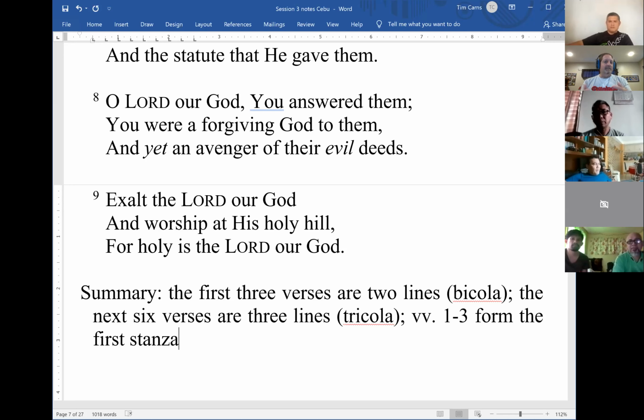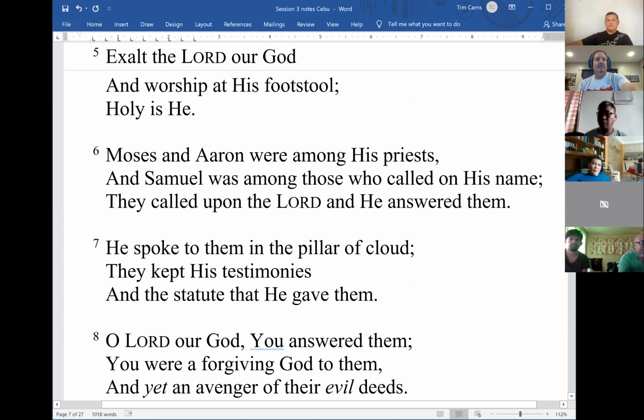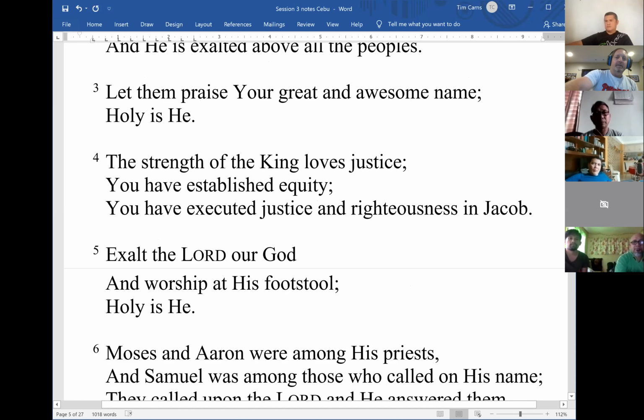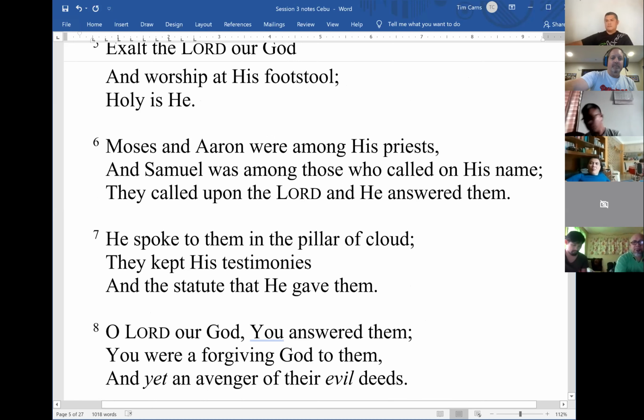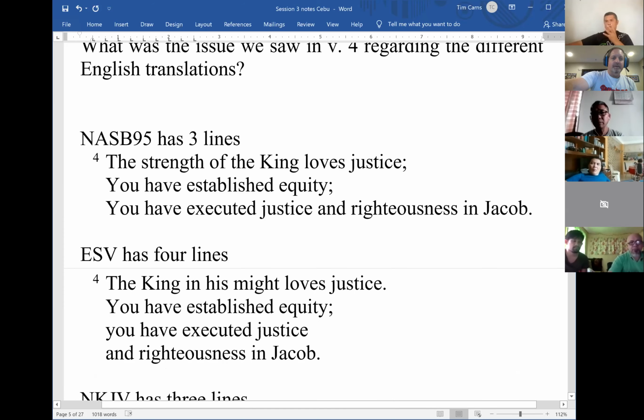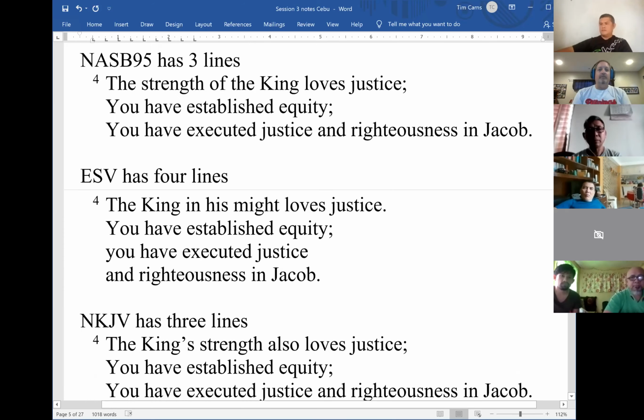Now, last week, I pointed out to you guys, I think one of you had an ESV version, and there was one of the verses that was different. What I show you here, this translation is the New American Standard, okay? And notice in verse 4, there are three lines. But when we read the ESV, let's see if I put it there. Yeah, there we go. Notice the ESV has four lines.